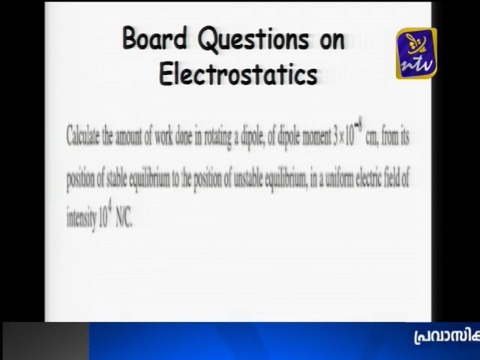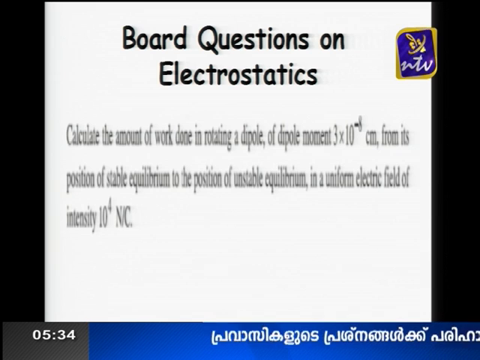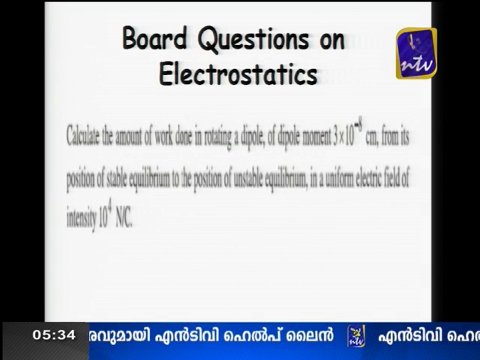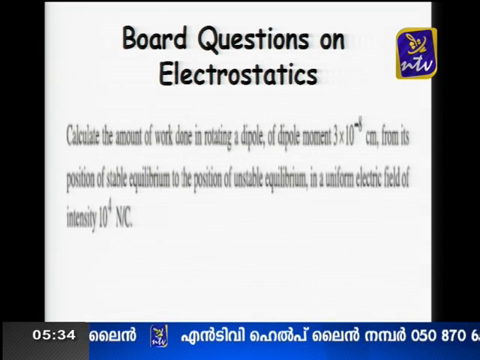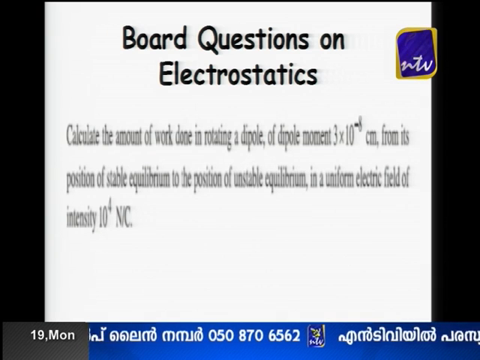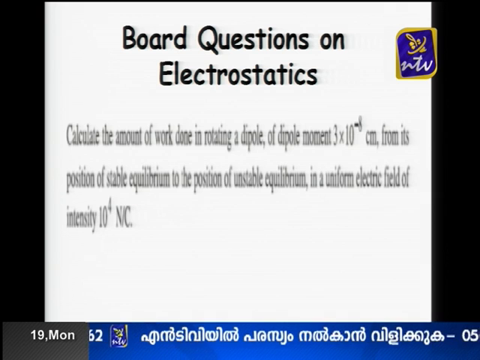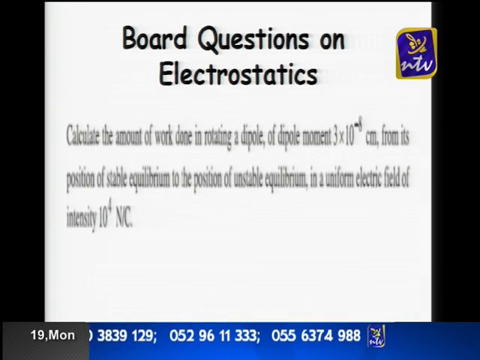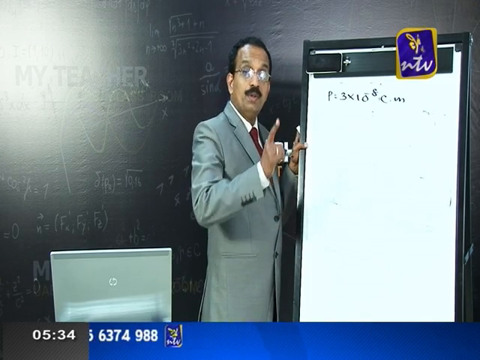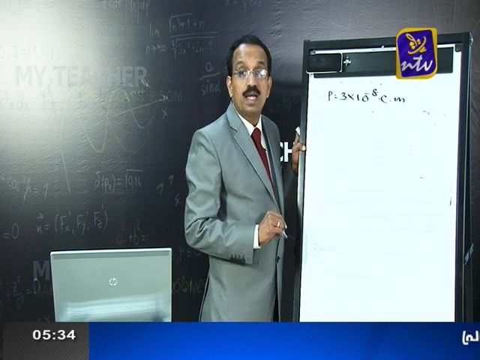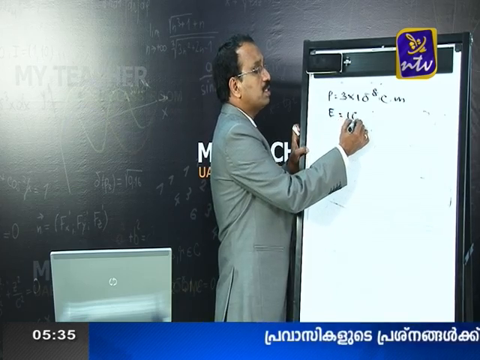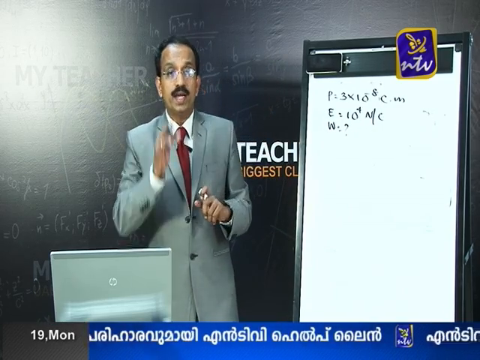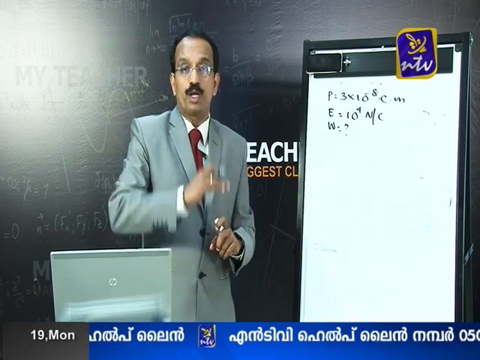Some of you might have done this question before: the amount of work required to rotate a dipole, whose dipole moment is given, from its position of stable equilibrium to a position of unstable equilibrium in a uniform electric field of intensity 10 raised to 4 newton per coulomb. The dipole moment is 3 into 10 to the power minus 8 coulomb meter. The question is how much work is required to rotate it from stable equilibrium to unstable equilibrium.